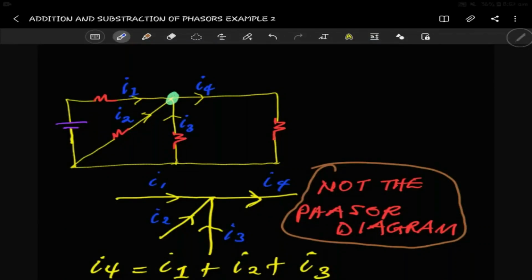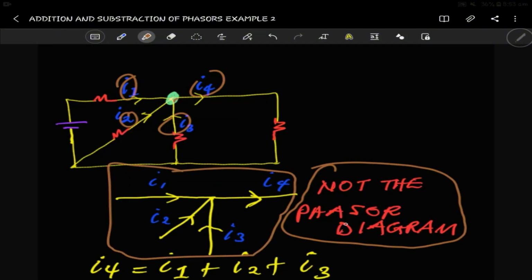All right, so this here is another example, adding and subtraction of phasors. We are looking at this junction right here. We have I1, I2, I3, I4. We've simplified just that junction to see this. This is not the phasor diagram as we've written here. It's just a simplification of this node to make it clearer.